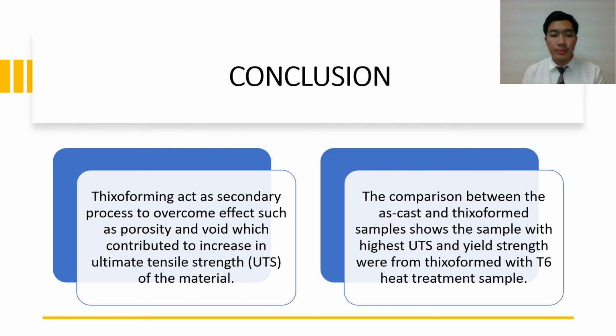As a conclusion, the THIXOFORMING process acts as a secondary process to overcome effects such as porosity and voids, which contribute to an increase in ultimate tensile strength of the material. The comparison between the as-cast and THIXOFORMED samples shows the sample with highest UTS and yield strength was the THIXOFORMED sample with T6 heat treatment.